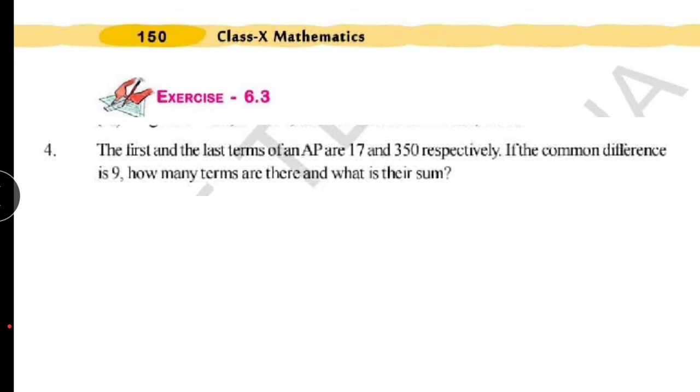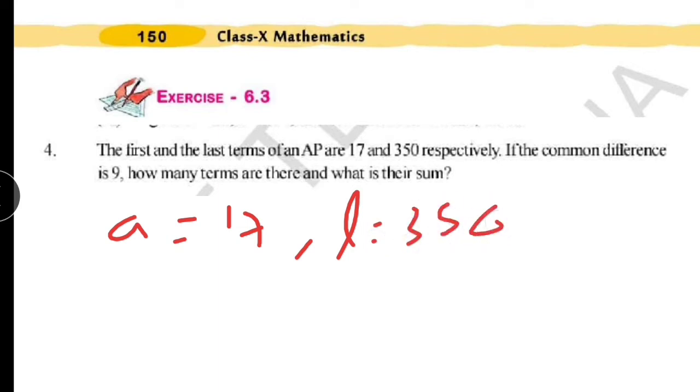Here students, exercise 6.3, fourth problem. The first and the last terms of an AP are 17 and 350 respectively. See, first term a equals 17. Next, last term l equals 350. If the common difference is 9, d equals 9, how many terms are there and what is their sum?